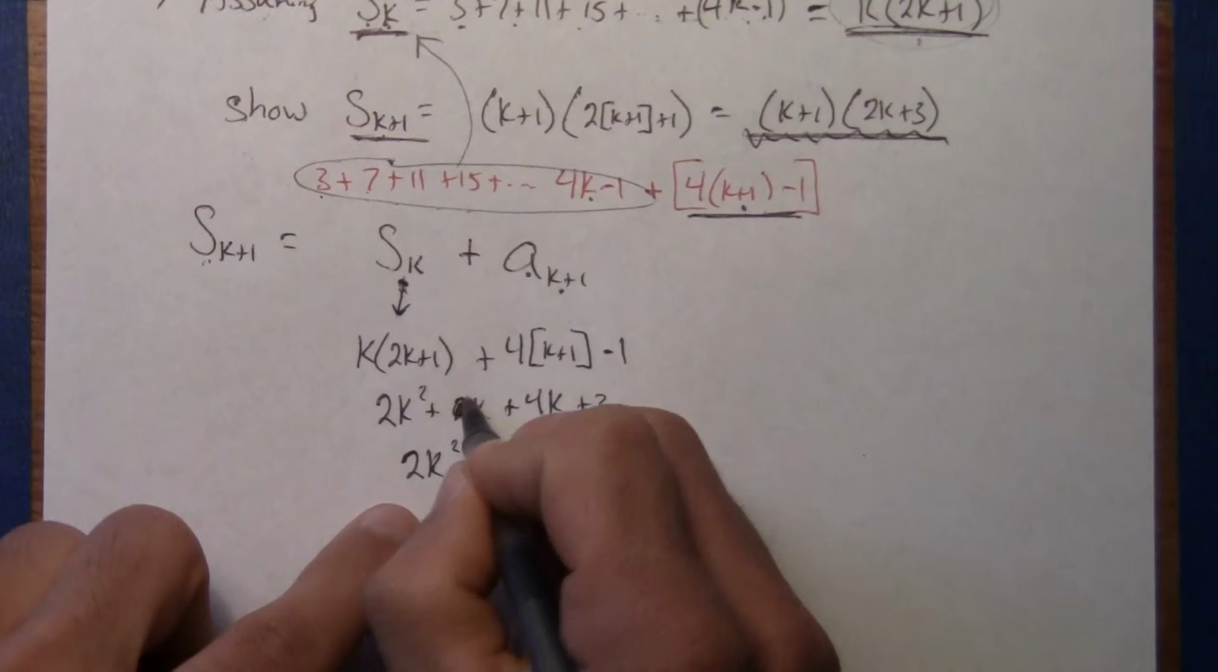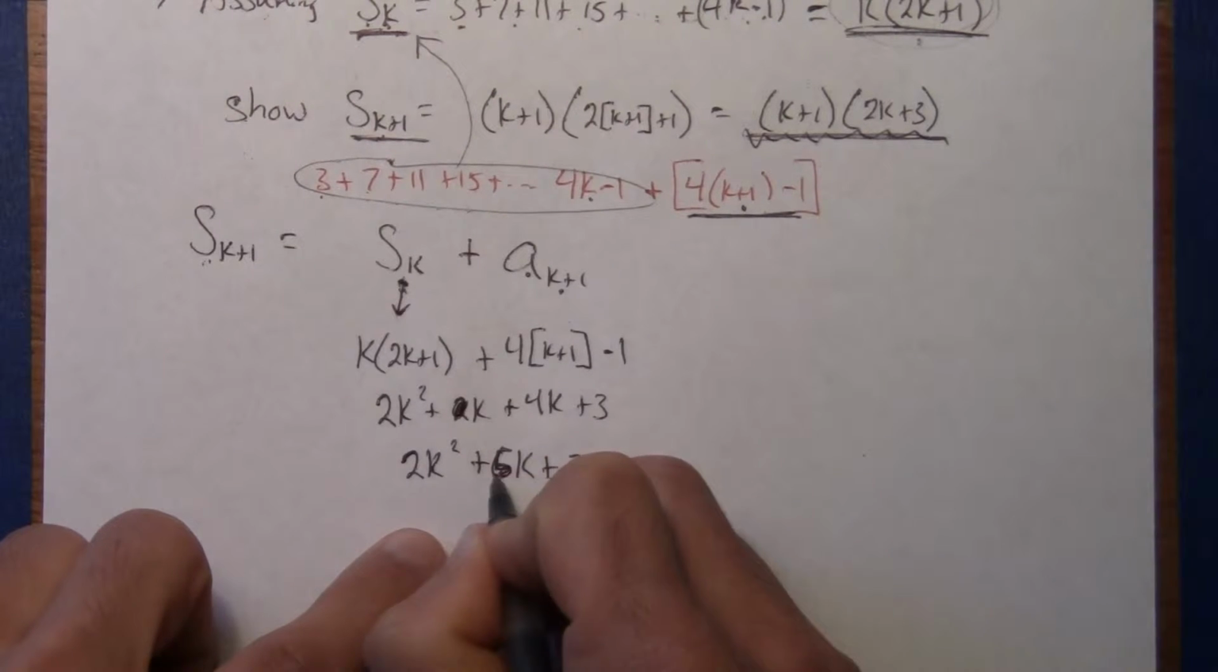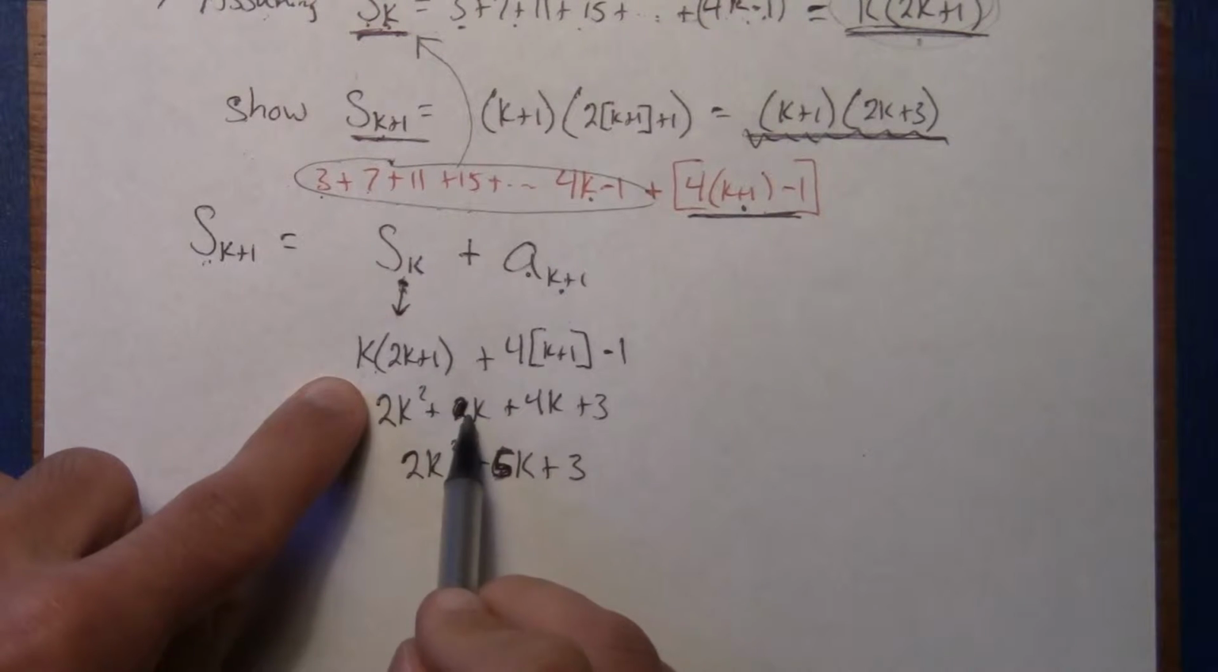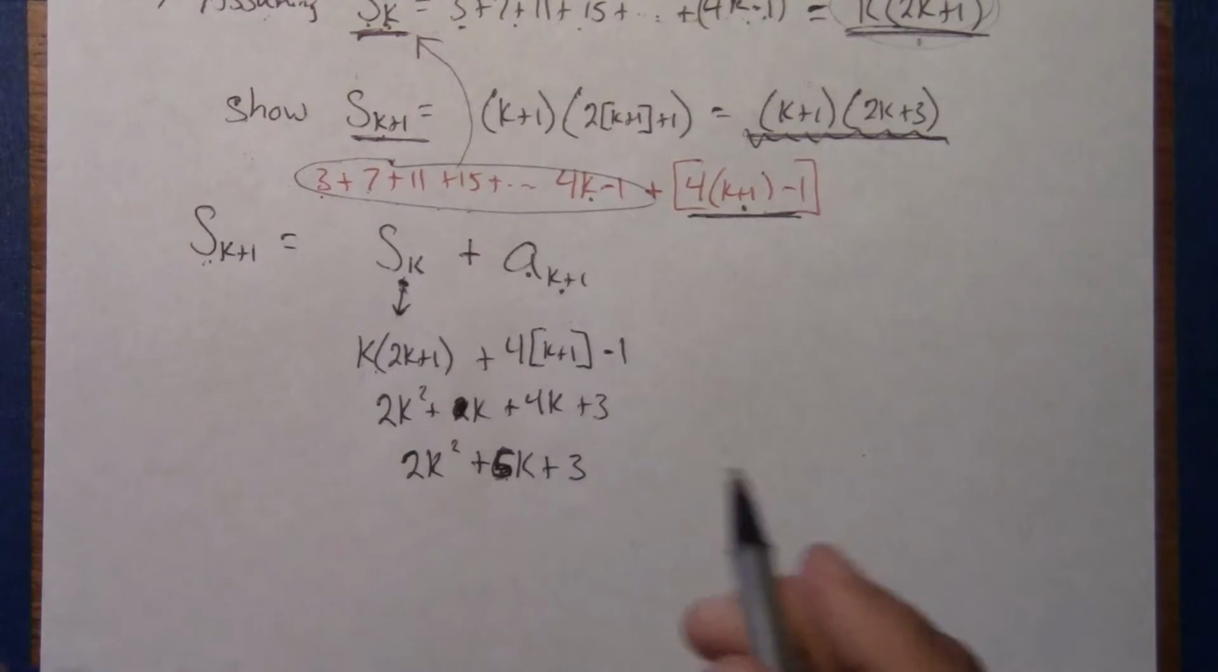Sorry, that should be 1k. This should be 5k. Knew something was looking weird. There we go. Need to learn how to distribute, I guess, better. There we go. K times 1 should give me just 1k. All right, so I have a total of 5k.